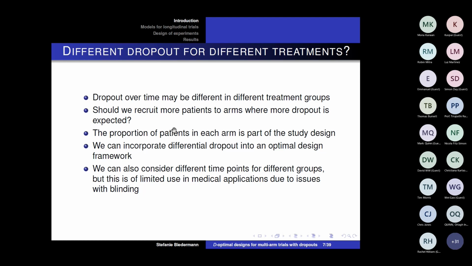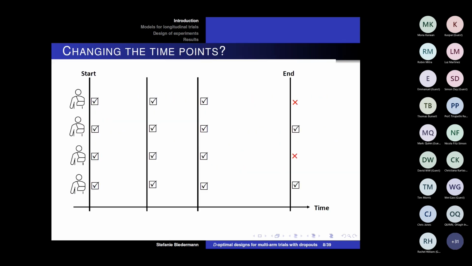Okay, another part of the design would be the time points where we take the observations. And here, what is also possible in optimal design would be to consider different time points for different groups. But in medical applications, in clinical trials, this might not be very useful, because then you would have issues with blinding. You can't have a double-blind trial and then still have patients at different time points. But generally, that is also an option.